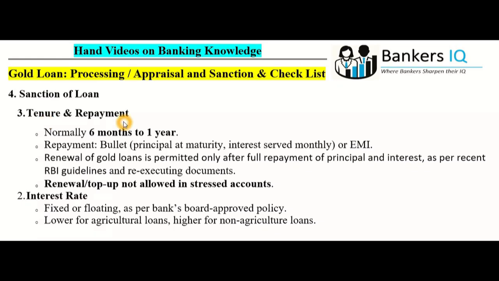Tenure and repayment, normally 6 months to 1 year. Repayment is bullet, that means principal at maturity with interest served monthly, or equated monthly installments. Renewal of gold loans is permitted only after full repayment of principal and interest as per recent RBI guidelines, and re-executing documents. Renewal top up is not allowed in stressed accounts.